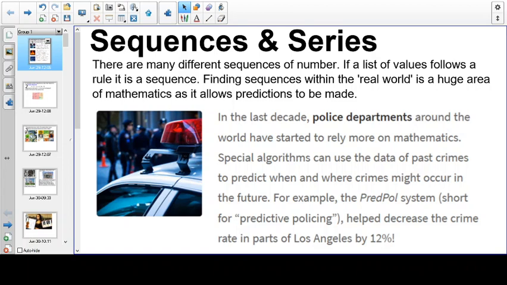Hi, this is the first lesson on sequences for Chapter 3. We've decided to split the sequences and series chapter into two parts because it's quite a large chapter. So this is going to be the first of a series of lessons to do with sequences in general. So what are sequences, recurrence relations, and arithmetic series.